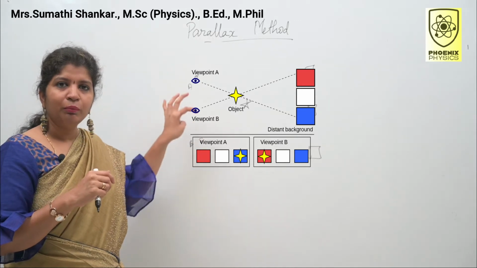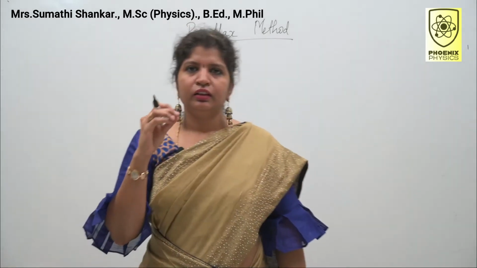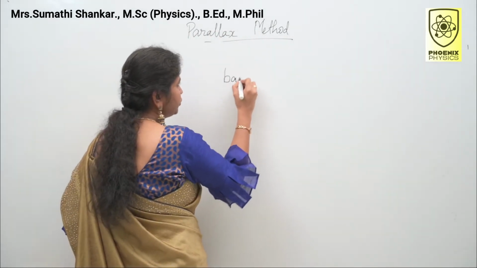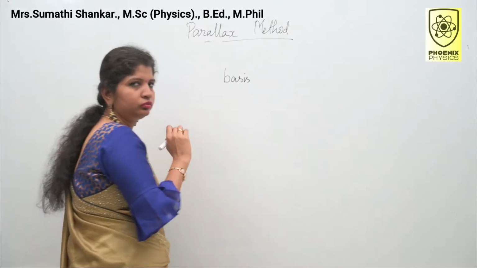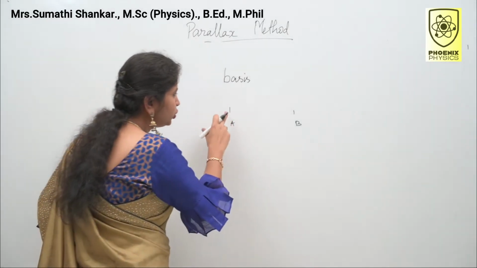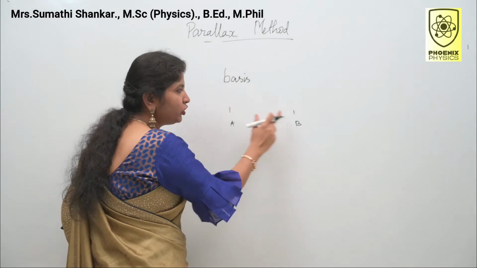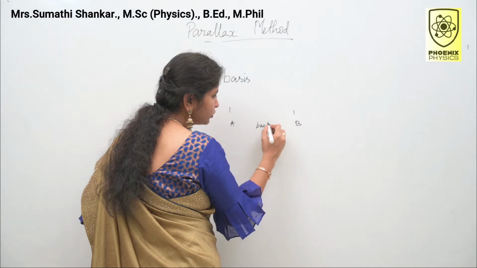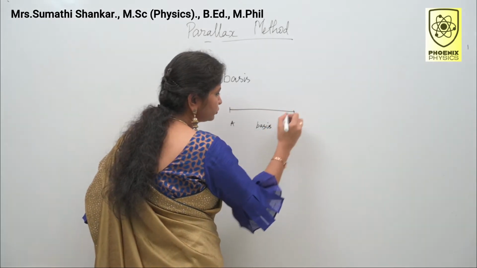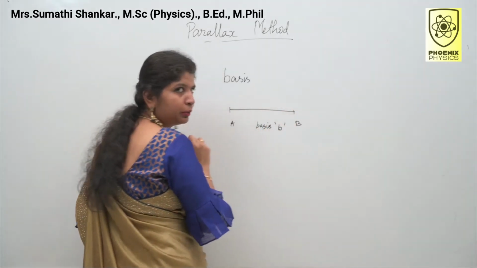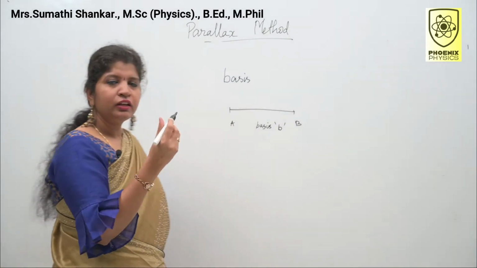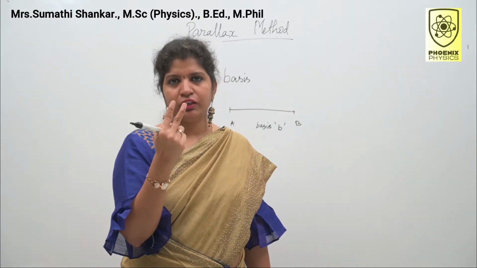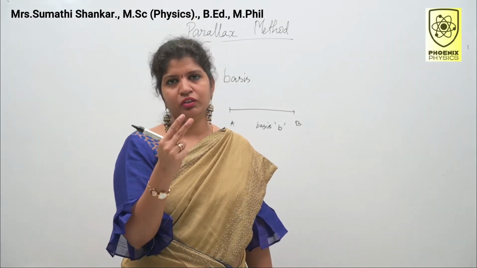So this is parallax. Another important term is called basis. The distance between two positions or points of observation is called basis. We denote this as B. Here in the marker example, the distance between the two eyes is the basis.